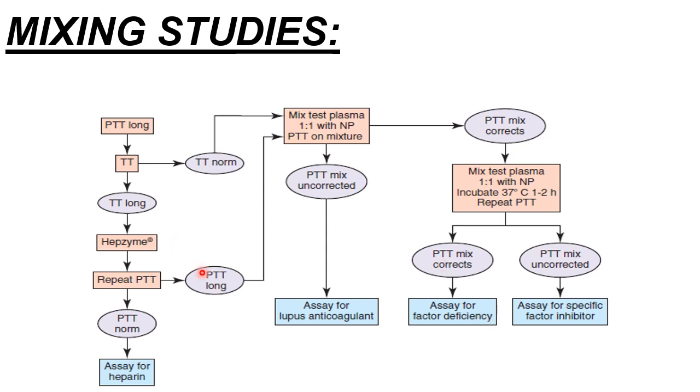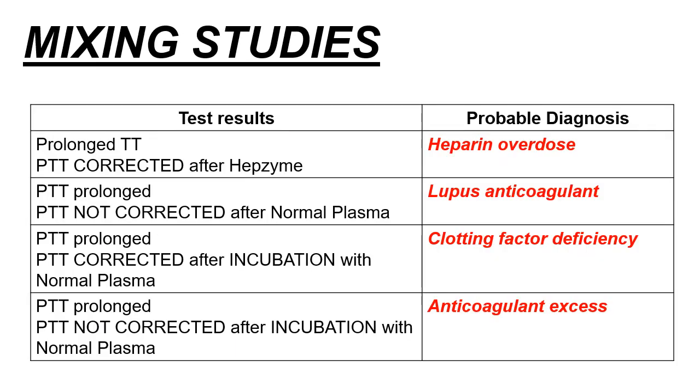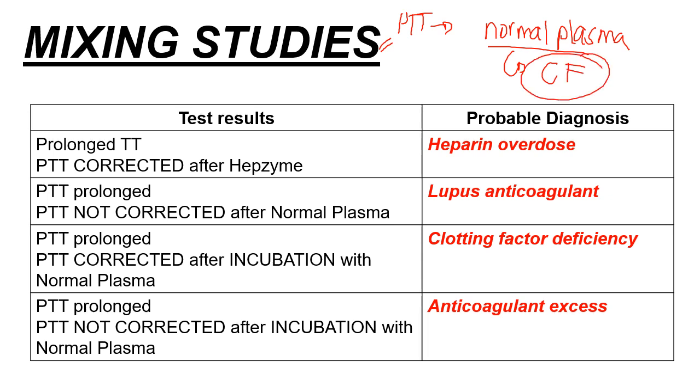Okay? Masyadong mahabang process, 'di ba? Medyo nakakawindang, pero still, pwede ka na rin mag-proceed with mixing studies. Sa mixing studies, kaya siya tinawag na mixing kasi after testing for PTT, you mixed it with a normal plasma. Ano ba ulit ang meron sa normal plasma? It contains all of your clotting factors. Okay? So, paano natin i-interpret yung mga test results in mixing studies?